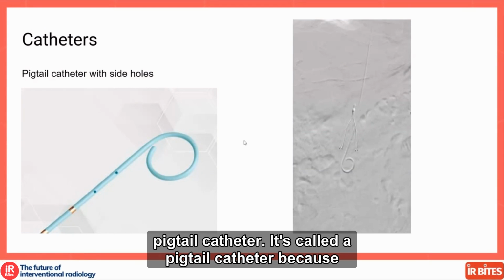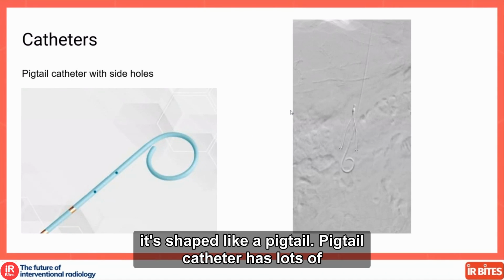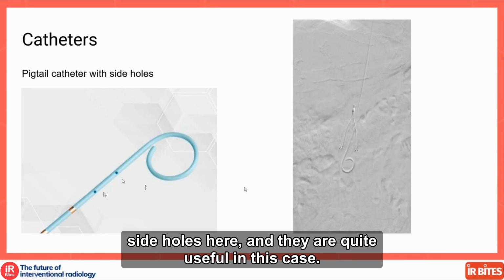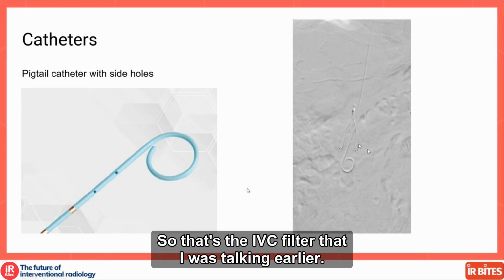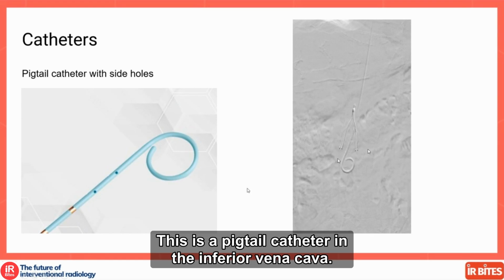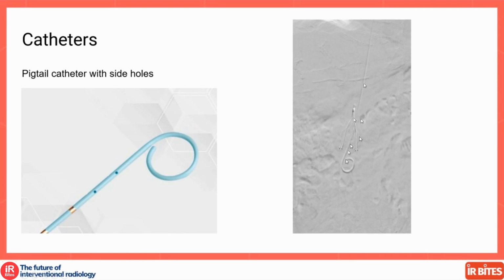This is a pigtail catheter. It's called a pigtail catheter because it's shaped like a pigtail. A pigtail catheter has lots of side holes here, and so they are quite useful, like in this case. That's the IVC filter that I was talking about earlier. This is a pigtail catheter in the inferior vena cava.